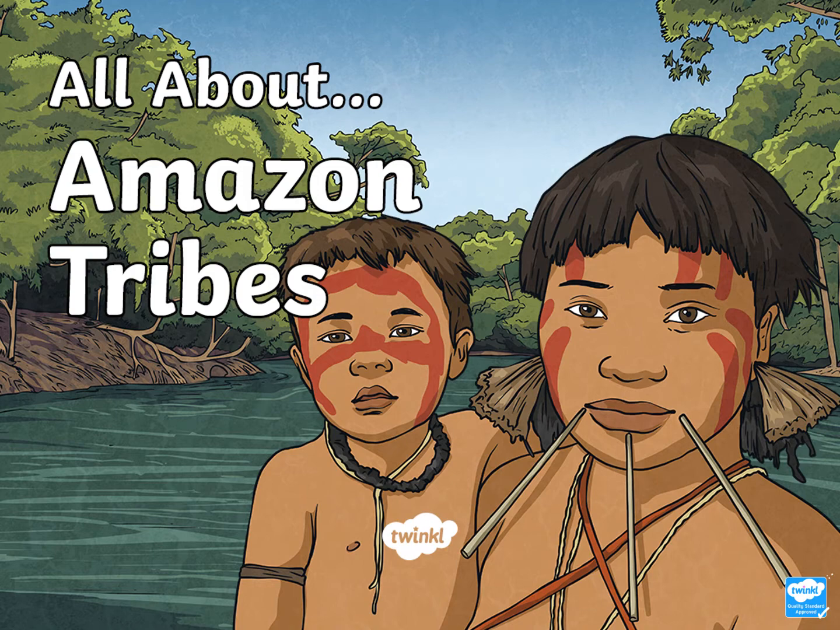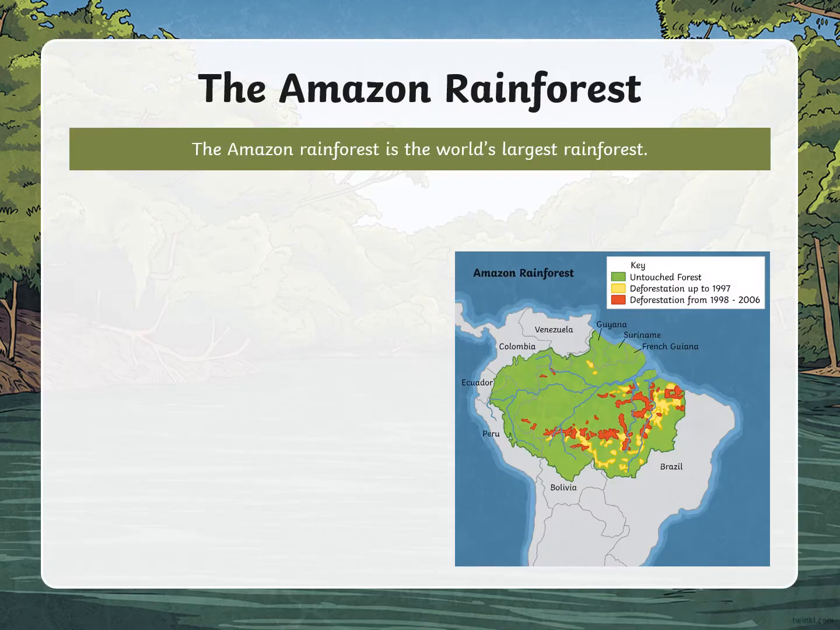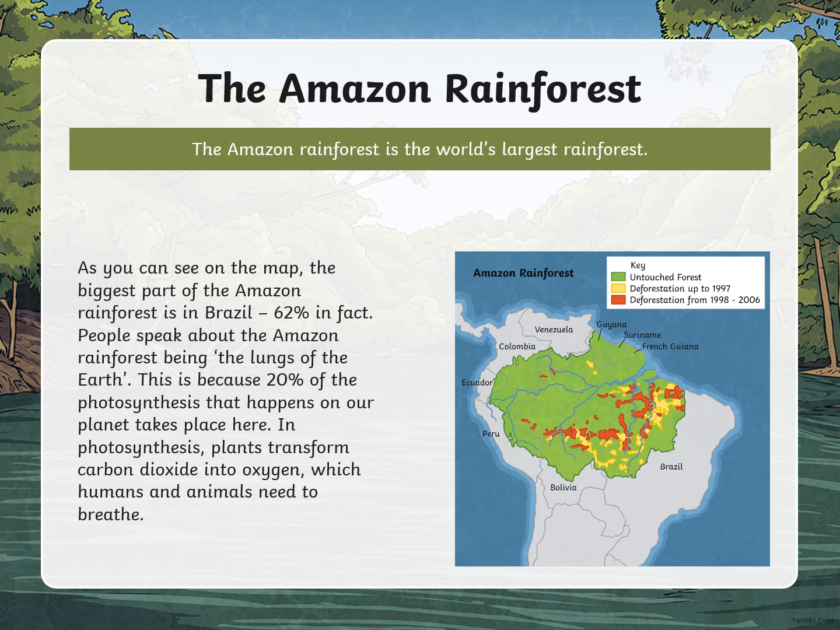Okay, so all about the Amazon tribe, building on our knowledge from last week. So the Amazon Rainforest. The Amazon forest is the world's largest rainforest. We know that. And as you can see on the map, the biggest part of the Amazon Rainforest is in Brazil. 62% of it, in fact.